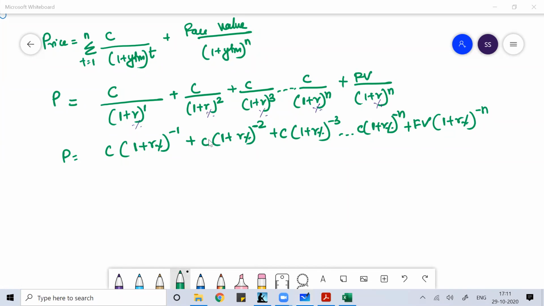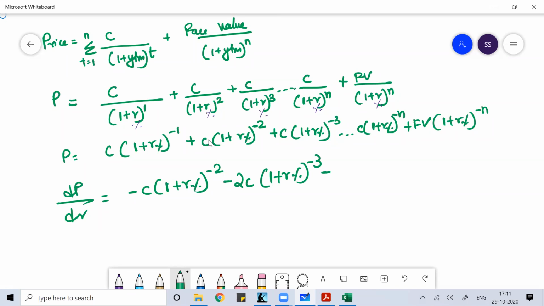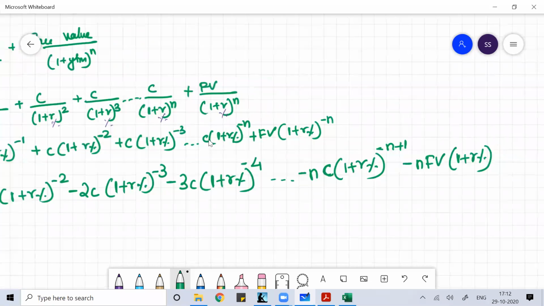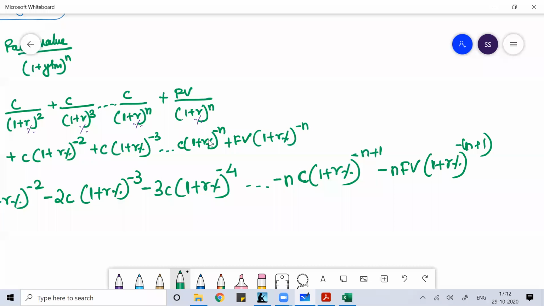So if you do the differentiation of dP by dR, you will get minus C into (1 plus R percent) to the power minus 2, minus 2C into (1 plus R percent) to the power minus 3, minus 3C into (1 plus R percent) to the power minus 4. Similarly, you get minus nC into (1 plus R percent) to the power minus (n plus 1), and minus n F into (1 plus R percent) to the power minus (n plus 1).